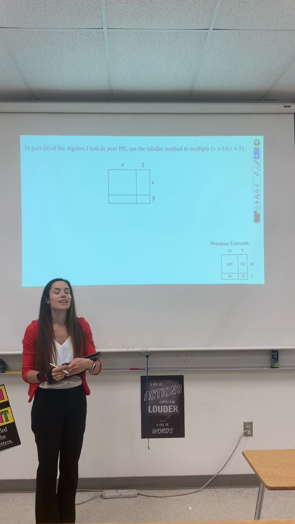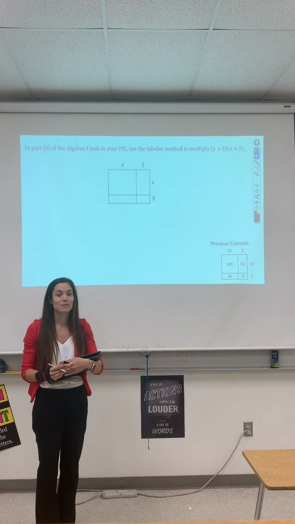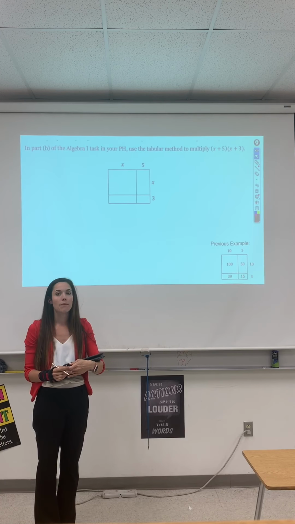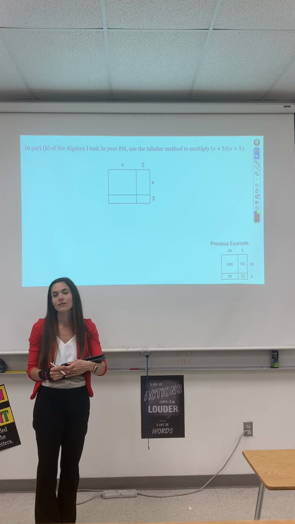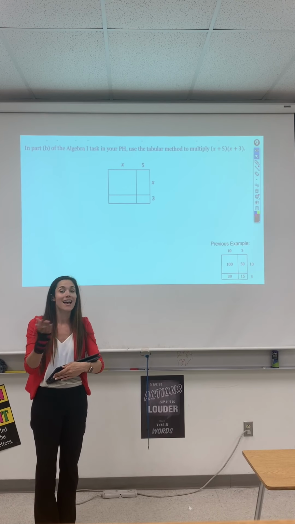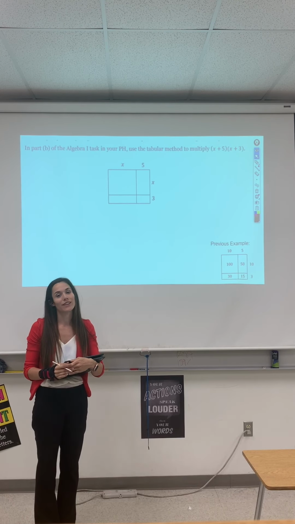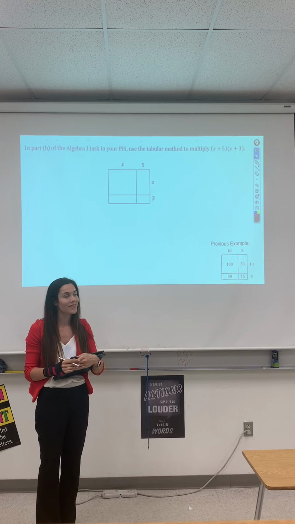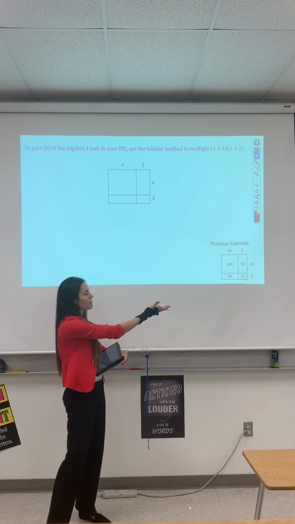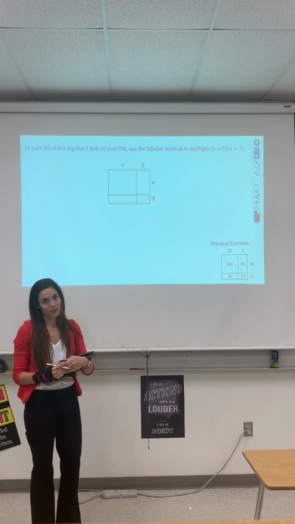Let's discuss some similarities and some differences. If we look at the two models, we can see that they're both set up nearly the same. They're both using a rectangular array. We have just now decided to call the rectangular array a tabular method, as it is more friendly to our negative lengths. We also are now using variables, rather than in our previous example, where we used whole numbers.